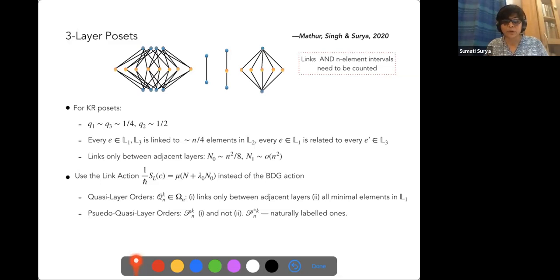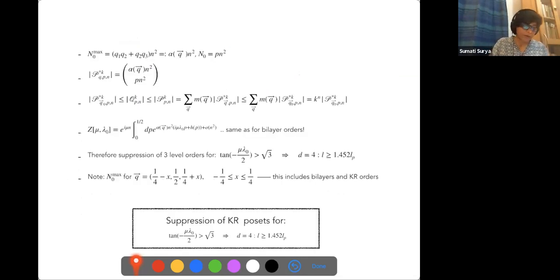And so we used the link action, and the counting, of course, also became significantly more complicated. In the process, I think we also understood one of the bounds in Loomis and Carlip's paper better by thinking along these lines. We had to define different kinds of posets, and this is perhaps too technical, but just to give you a sense that these are different classes of posets that one had to look at, and then to use bounds very similar to what Loomis and Carlip used, but now for K layers.